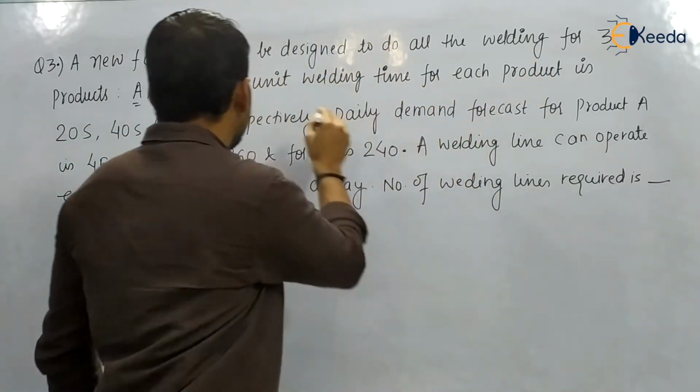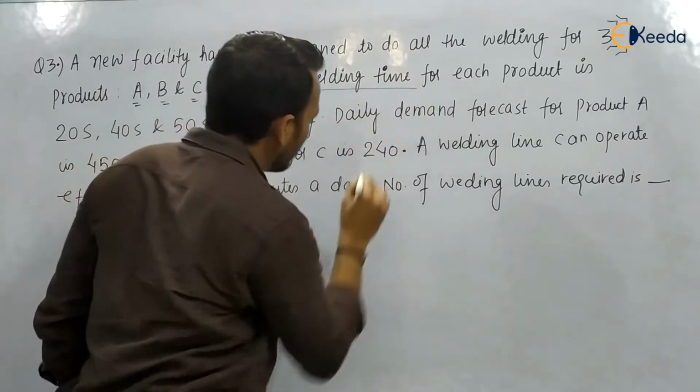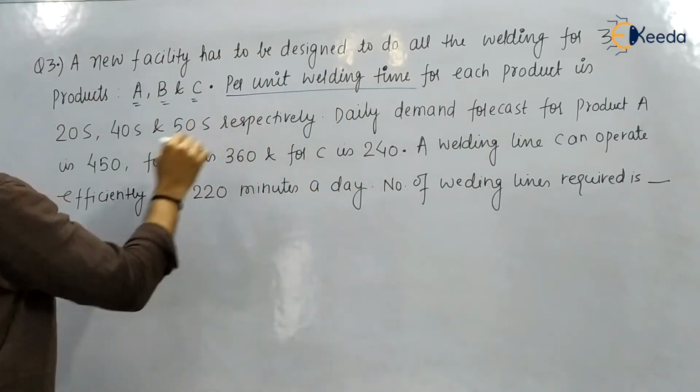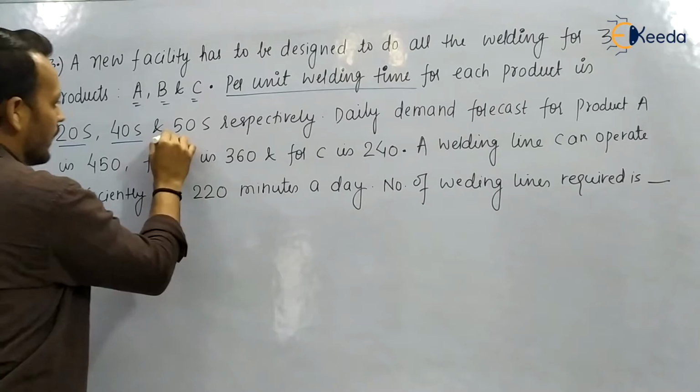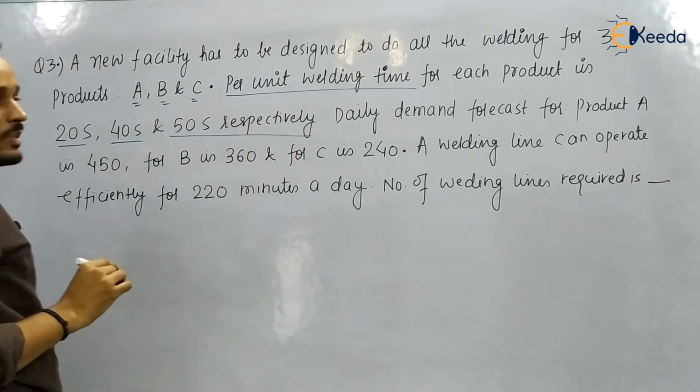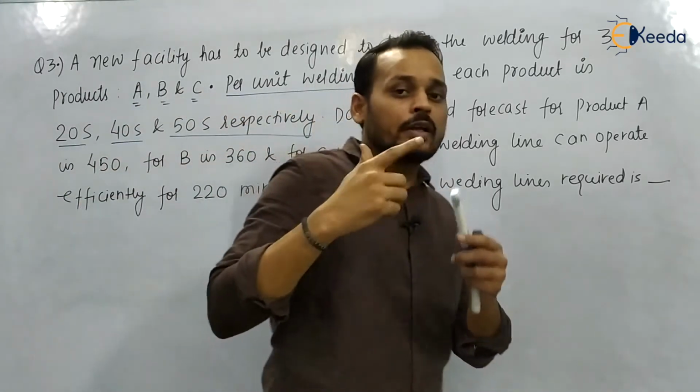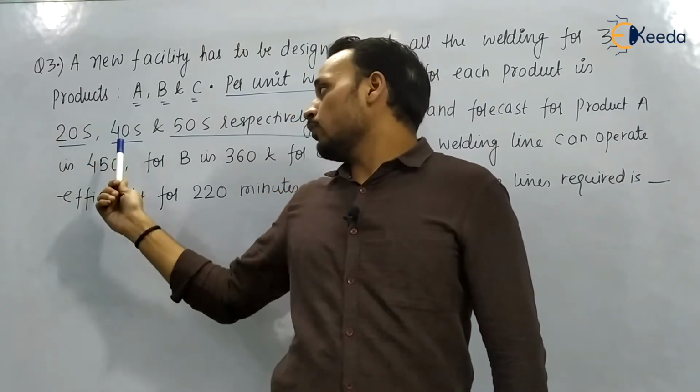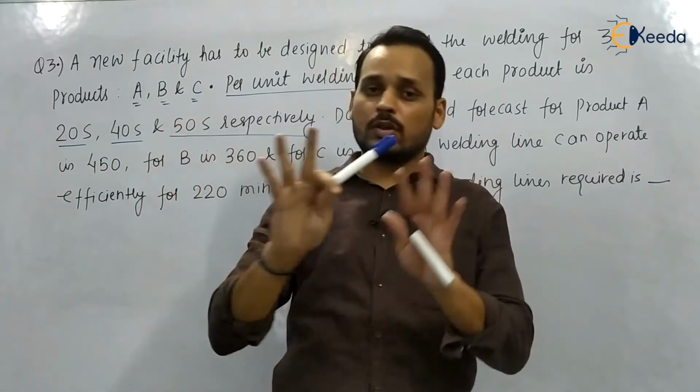So they have said the per unit welding time for each product is 20 seconds, 40 seconds, and 50 seconds respectively. It means that the per unit welding time for product A is 20 seconds, for B is 40 seconds, and for C is 50 seconds.